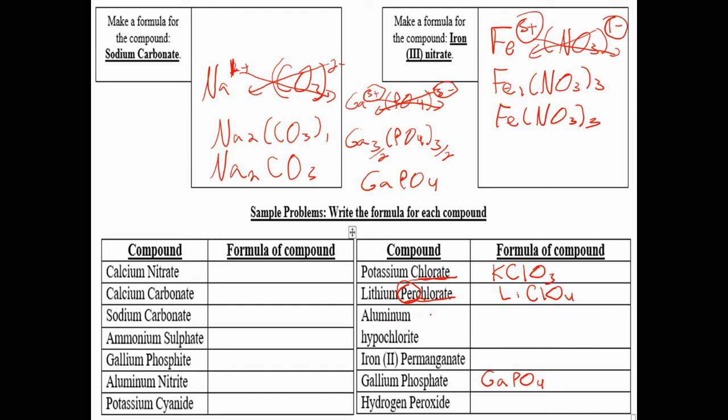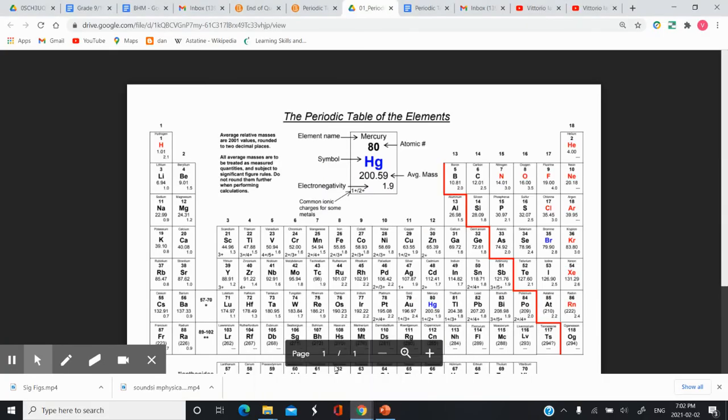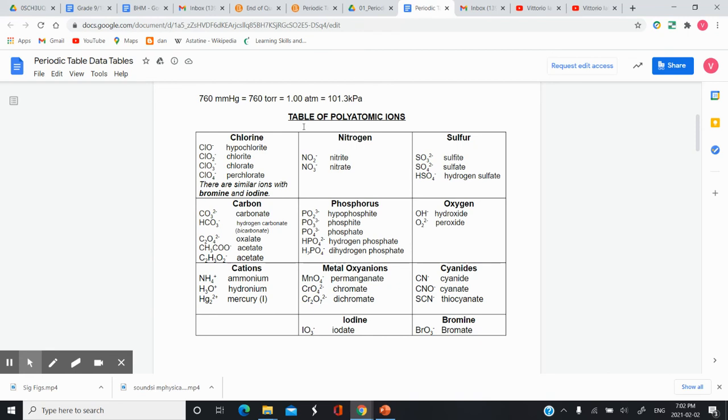Aluminum hypochlorite. So let's go take a look at what that looks like in the tables of polyatomic ions. Hypochlorite is ClO minus. Notice that chlorite is ClO2 minus. Hypochlorite, you just take away one oxygen from there. So there's tricks there to remembering your polyatomic ions.